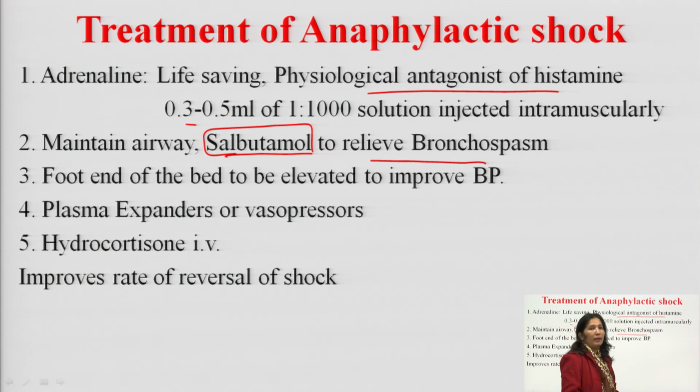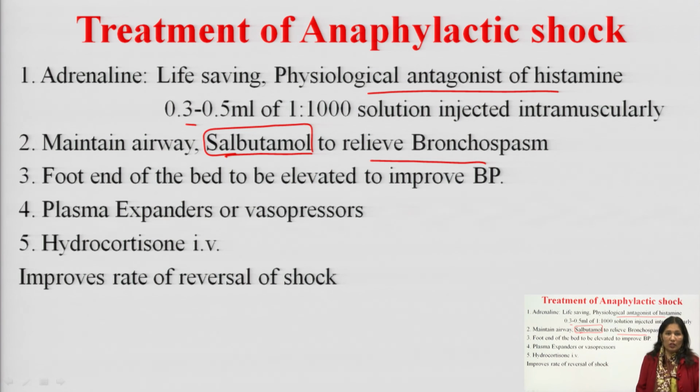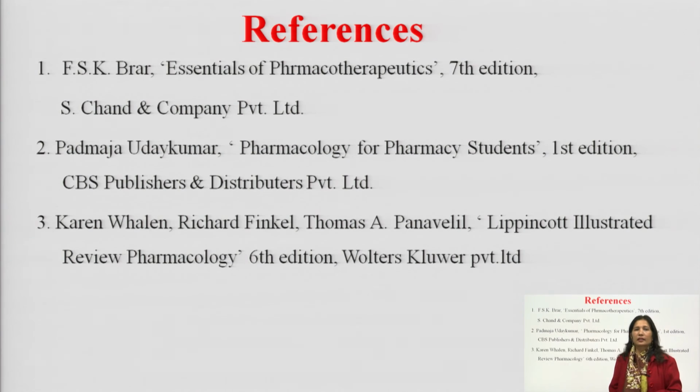Foot end of the bed to be elevated, head should be at the lower level, to improve the BP. Plasma expanders or vasopressors are also given. Hydrocortisone IV is given, which improves the rate of reversal of shock, because corticosteroids are anti-inflammatory as well as they reduce the allergic reactions. So, in this we studied different types of the shock.